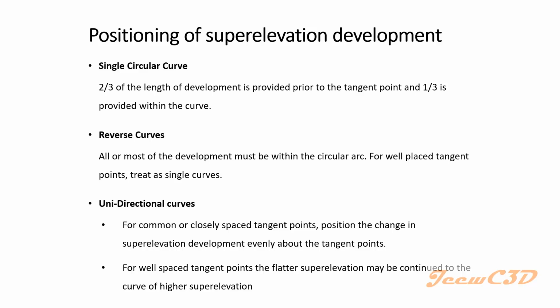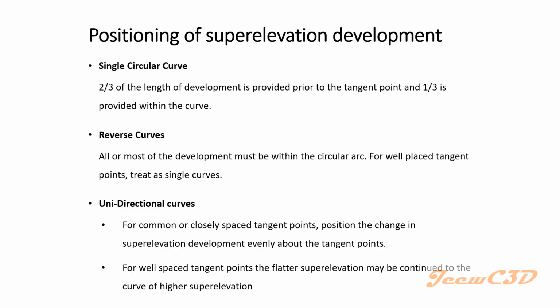Within this lesson we learned that we have single circular curves, reverse curves and unidirectional curves. I have to mention that unidirectional curves we have to avoid as much as possible, as they are not desirable for alignment designers. If you cannot avoid a unidirectional curve, you can use it, otherwise avoid them as far as you can. First we will look at how to position the super elevation development length along a single circular curve.